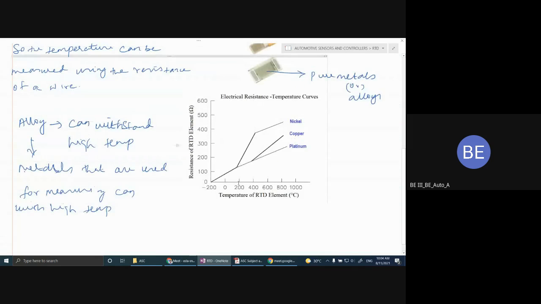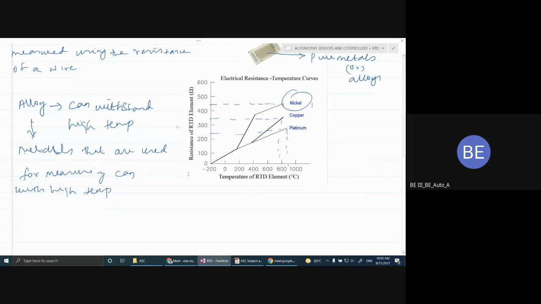See here, suppose we are using nickel as the material, it can withstand the temperature up to this. What is the temperature range? 450 or 425 ohm. Similarly for copper the resistance level will be 325 or 350, and for platinum we can measure up to 275. Platinum can measure up to a temperature of 900 degrees Celsius, for copper up to 800 degrees Celsius, and for nickel 900 degrees Celsius. Based on the metal, the temperature can vary.